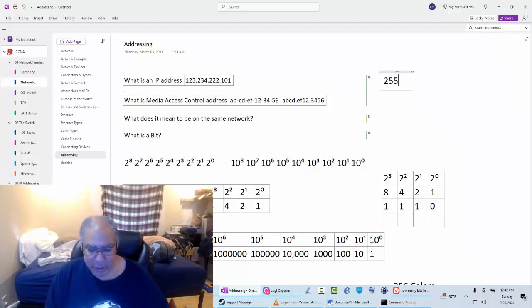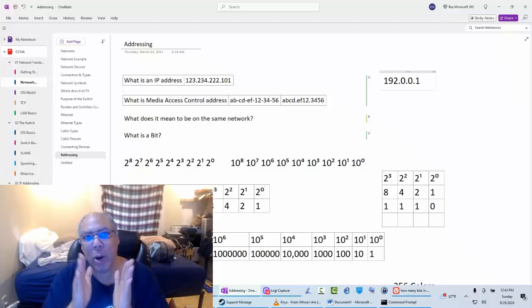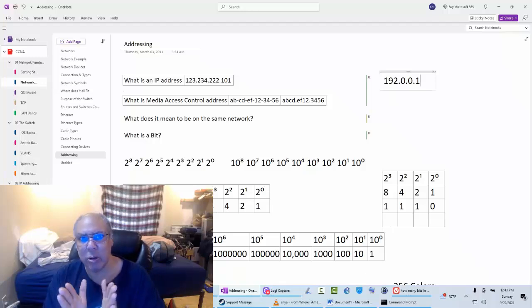That means I can have an IP address of 192.0.0.1. Each place has 256 possibilities because it's 8 bits. If you take 4 bits together, it's called a nibble. If you have 8 bits, it's called an octet. I think 4 bits are a nibble, I can't remember, but still, look it up.